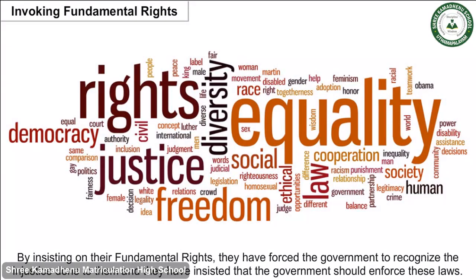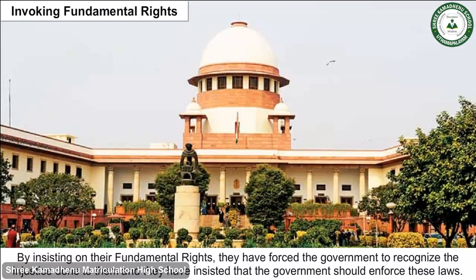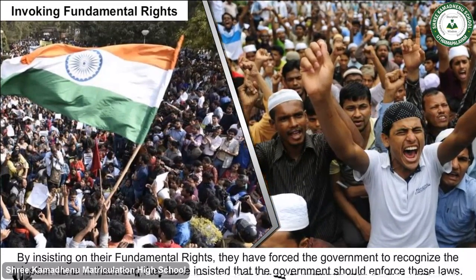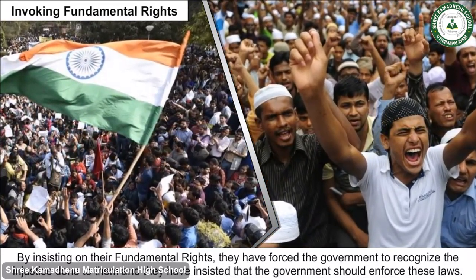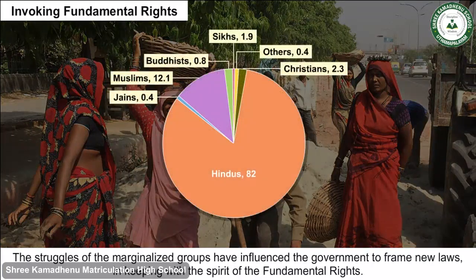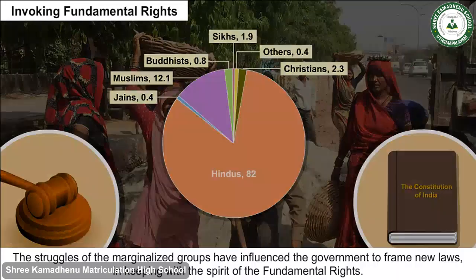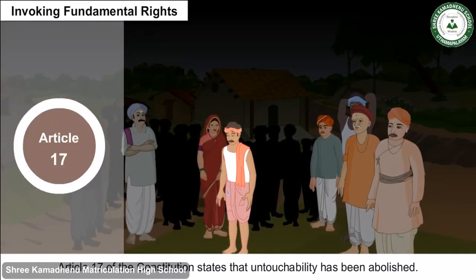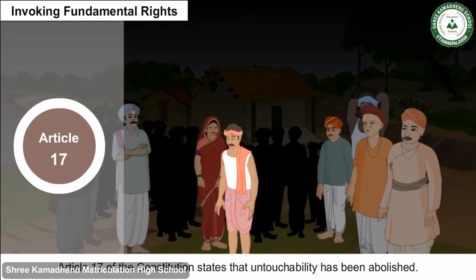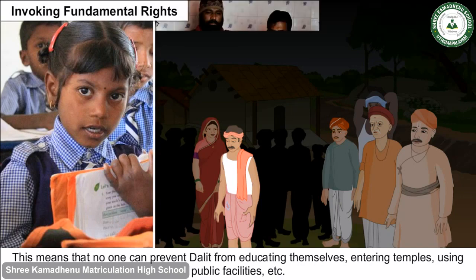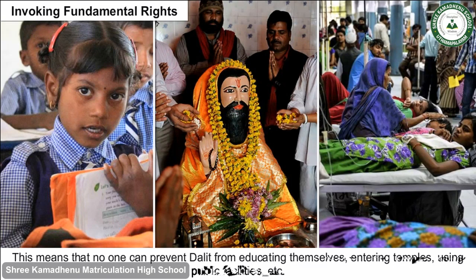By insisting on their fundamental rights, they have forced the government to recognize the injustice done to them, and they have insisted that the government should enforce these laws. The struggles of the marginalized groups have influenced the government to frame new laws, in keeping with the spirit of the fundamental rights. Article 17 of the Constitution states that untouchability has been abolished. This means that no one can prevent Dalits from educating themselves, entering temples, using public facilities, etc.